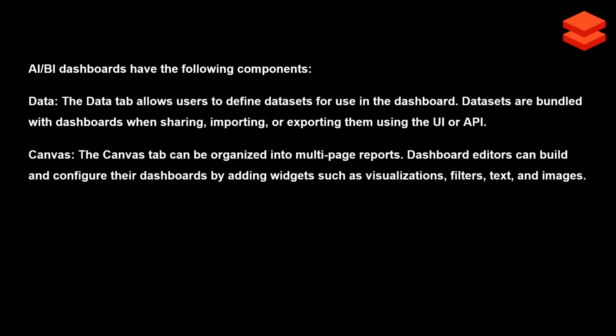So let's move ahead and see what the different components of an AIBI dashboard are. First is the data and the canvas. Data is the data that you want to visualize. So where is it stored? It is stored in the Unity catalog, and then on top of the Unity catalog tables or views, you write the queries which are stored as data sets. And those data sets are actually visualized on the canvas using the charts.